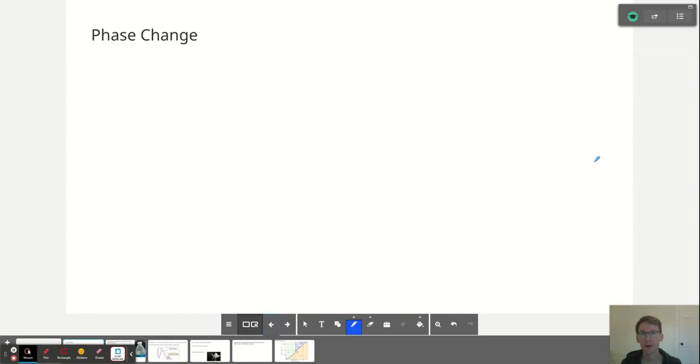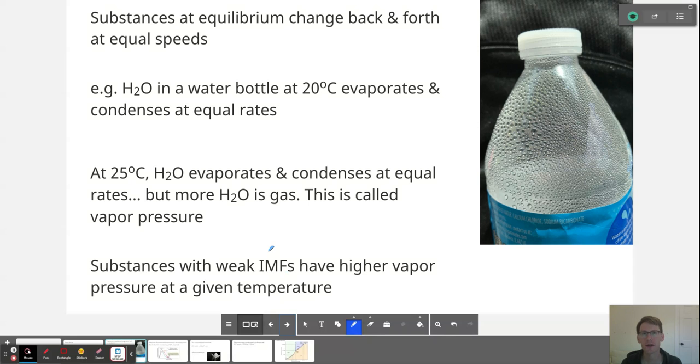In this video, we're going to learn about phase change. Now, phase change is a good opportunity to bring up equilibrium. Equilibrium is when substances will change from one form to another at equal rates. This can be in a chemical reaction or in a phase change. So, for example, consider water.